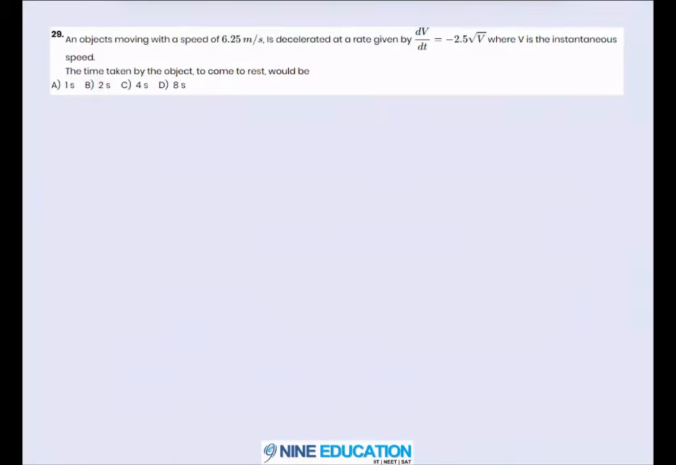Now, next question. In this particular question, dv by dt is given as minus 2.5 root v. After looking at this differential equation, it is quite obvious that we need to apply the separation of variables method, right? So let us apply. I can write dv by root v, bringing root v over here, is equal to minus 2.5 dt. Now let us proceed with the integration.